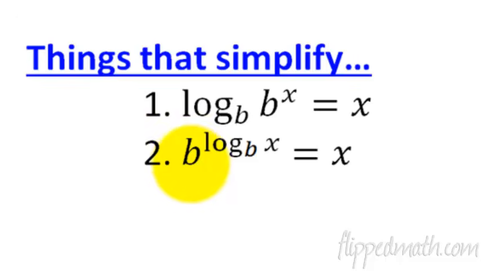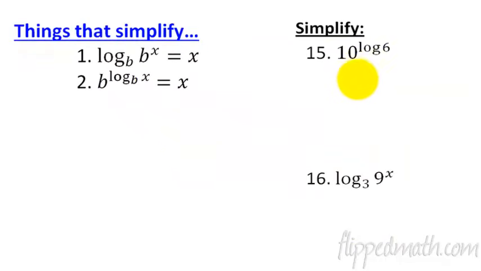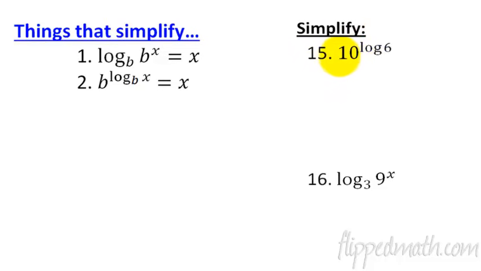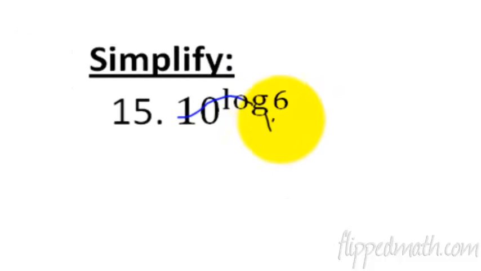See, the base is the same, but now the exponent has a logarithm. If the bases are identical, it just cancels and you have an x. Okay, so look at number 15. We have 10 to the log 6. This cancels. Why is that canceled? Because the base of the logarithm is a 10. You don't see it, but remember this is a common logarithm. And so the answer to this is that it equals 6.